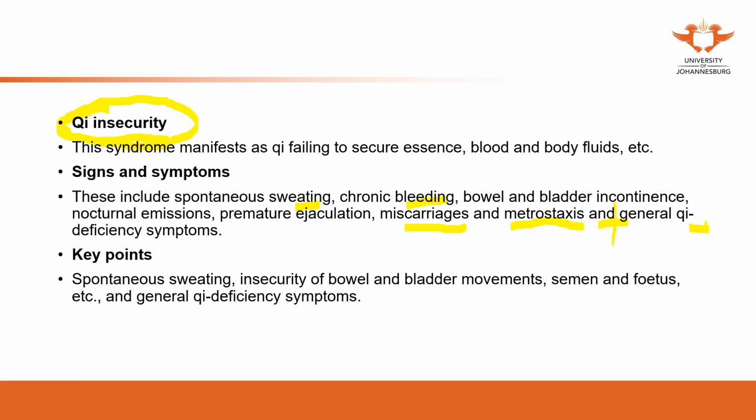qi deficiency symptoms. So as you can see from here, qi insecurity, qi collapse, and the next one, qi sinking, all these three syndromes will have qi deficiency symptoms. And why do they get different names? Because they have different manifestations. Typically, they lose the confining function of the qi. The qi cannot secure the body fluids or other aspects in the body.